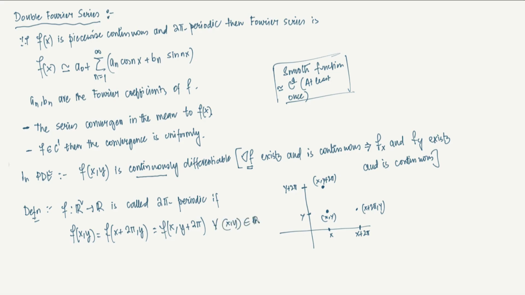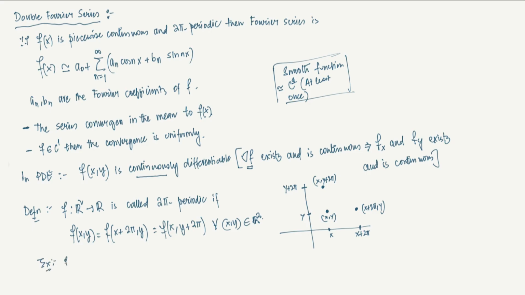In our case, let's say it is in R2. So for any point in R2, it should be true. The functional value at the point x, y should be equal to the functional value at the point x plus 2 pi, y. Again, it should also be equal to the functional value of f at the point x, y plus 2 pi. Is it okay? Right.